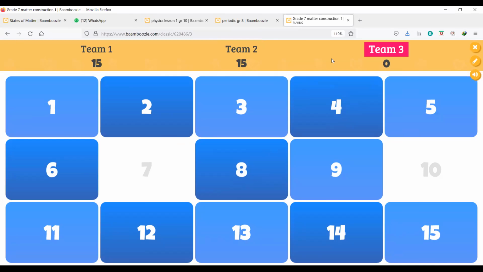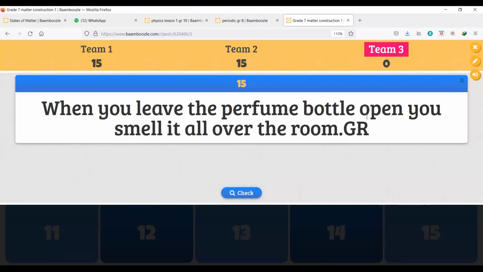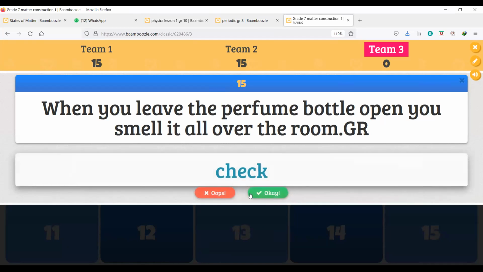Okay, we have team 3. Mariam, which team am I? Team 1. Yes, Mariam, number 9. When you leave the perfume bottle open, you smell it all over the room. Do you know why? Yes, because the molecules of the perfume spread in the air. Because they are in continuous motion. Excellent, amazing, very good.